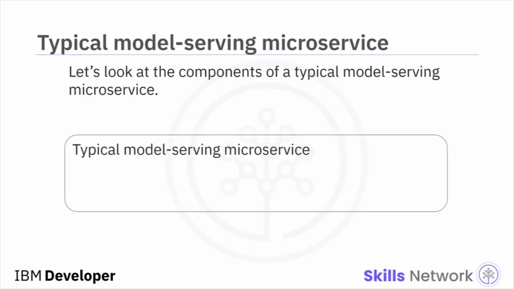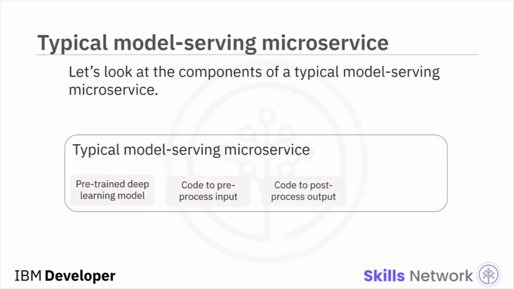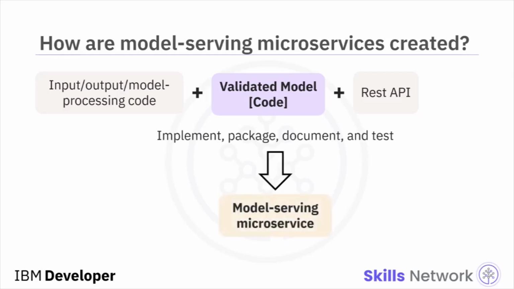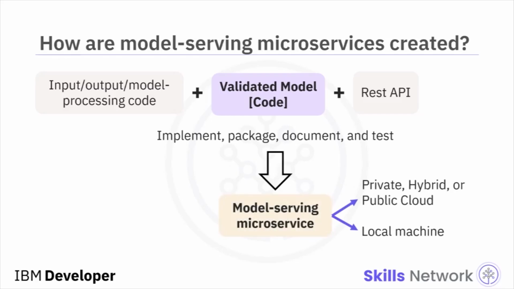Each microservice includes a pre-trained deep learning model, code that pre-processes the input before it is analyzed by the model, code that post-processes the model output, and a standardized public API that makes the service's functionality available to applications. Model-serving microservices are created by running inputs through a validated model and then applying the output to a REST API. After implementing package, document, and test steps are complete, you will have a model-serving microservice that can be sent to a local machine or a private, hybrid, or public cloud.